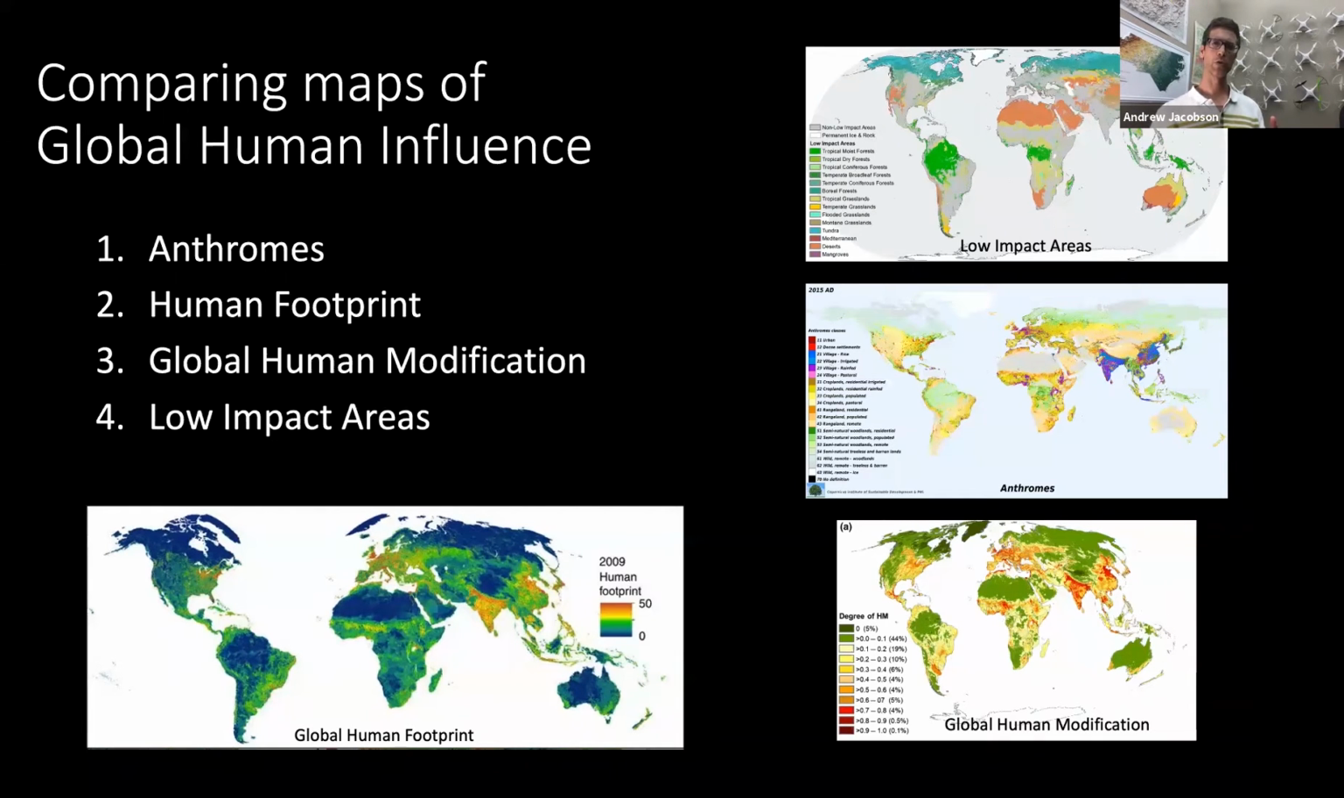But how do we choose? How do we know which one to use? How is one map better than another? What's more relevant for me? And how much agreement or variation is there between these various maps, both from a methodological standpoint and spatially? So in this work, we compared the four most recent global maps of human influence: Anthromes, human footprint, global human modification, and low impact areas. I'll talk about each one of these in turn.